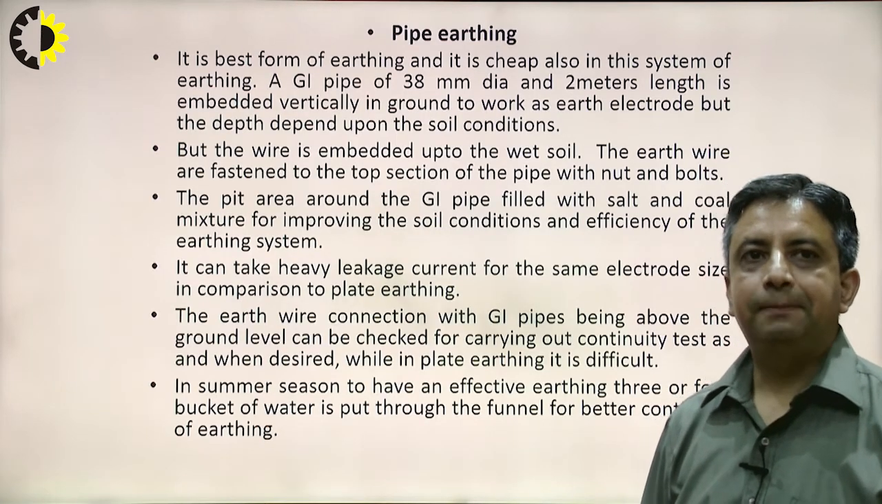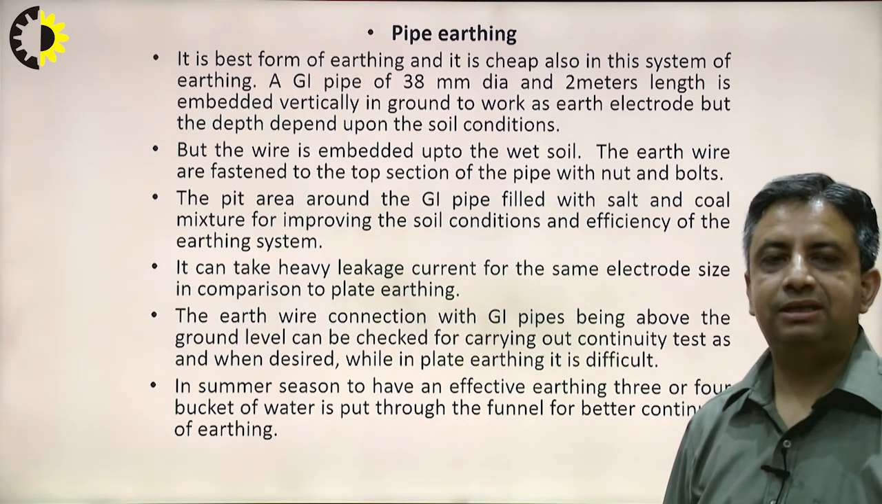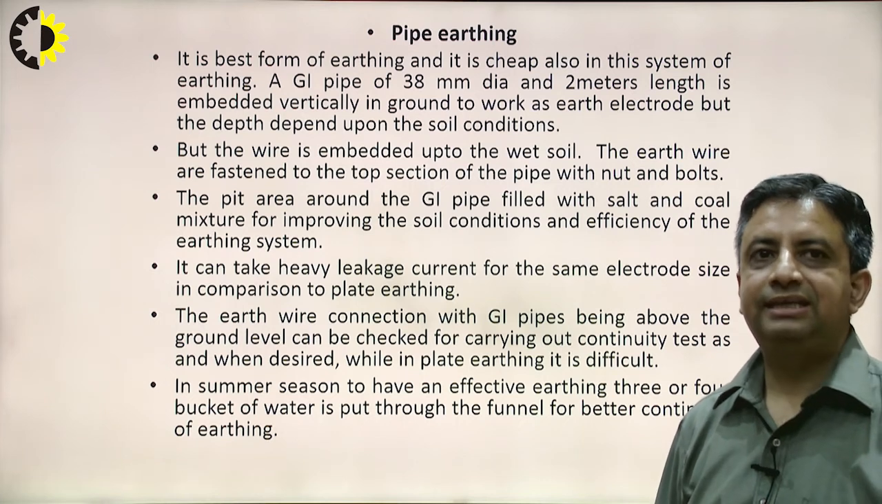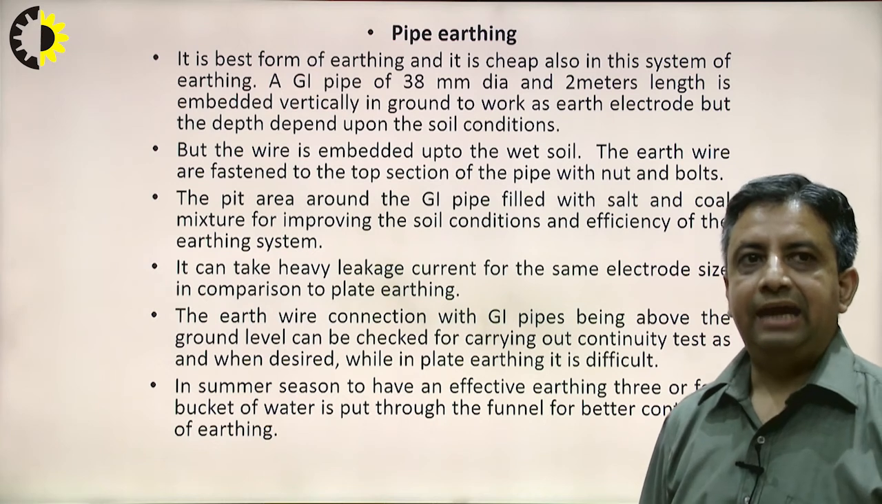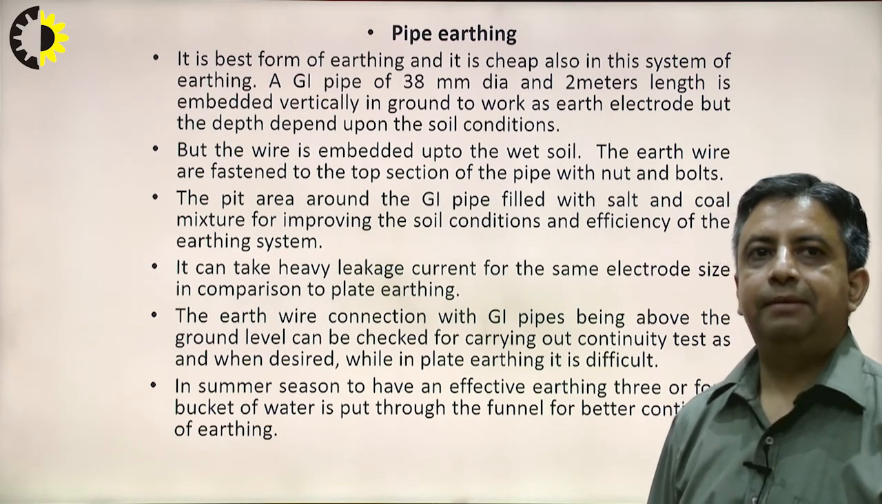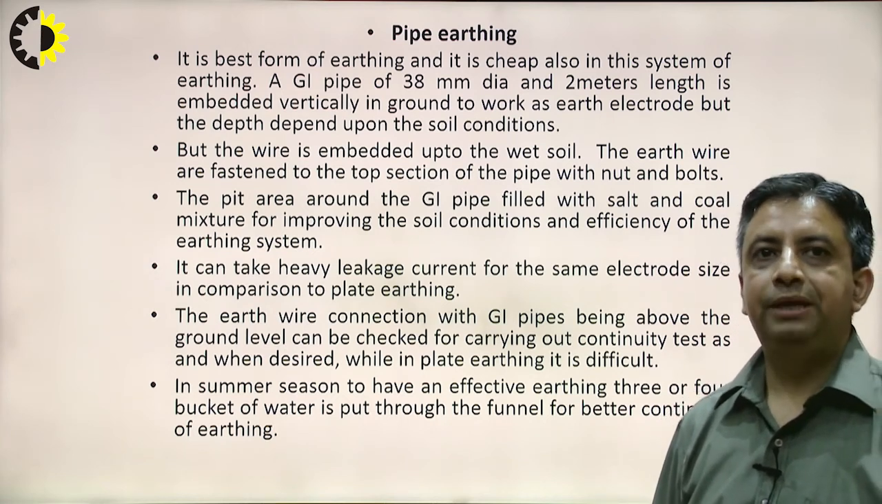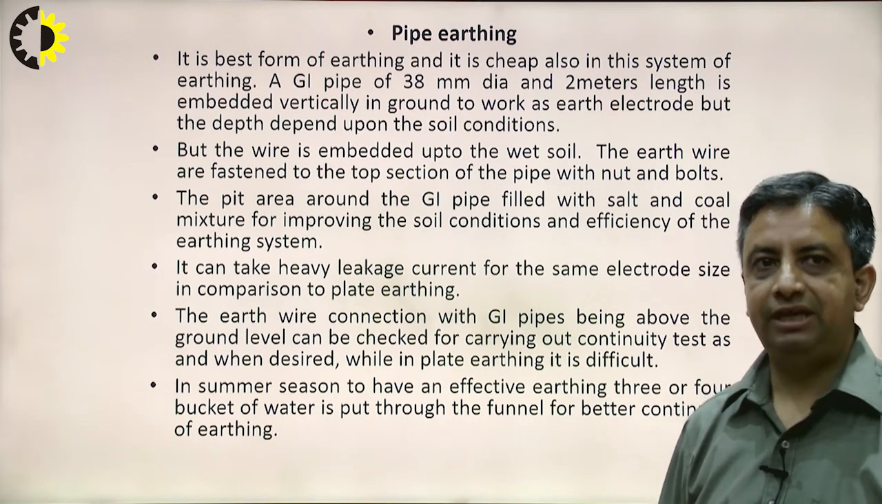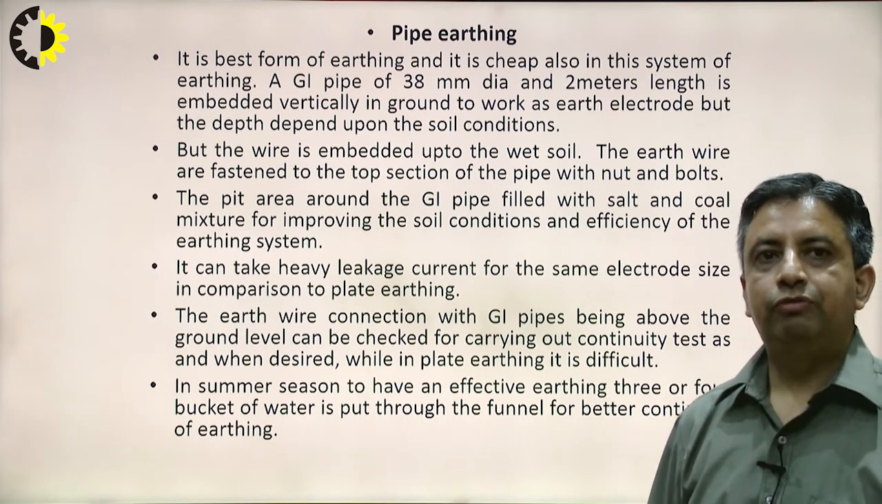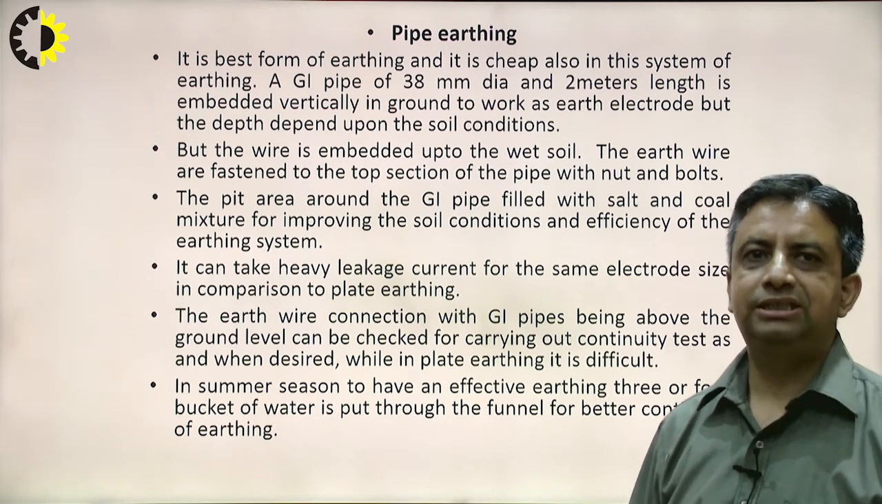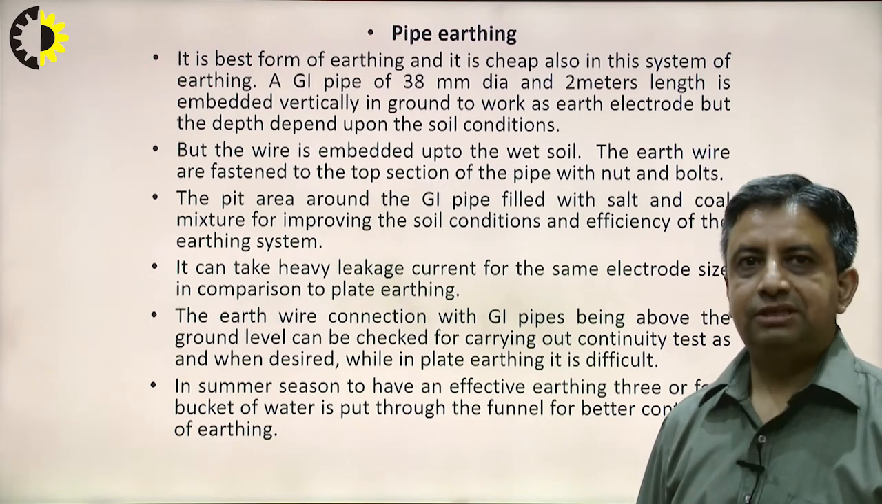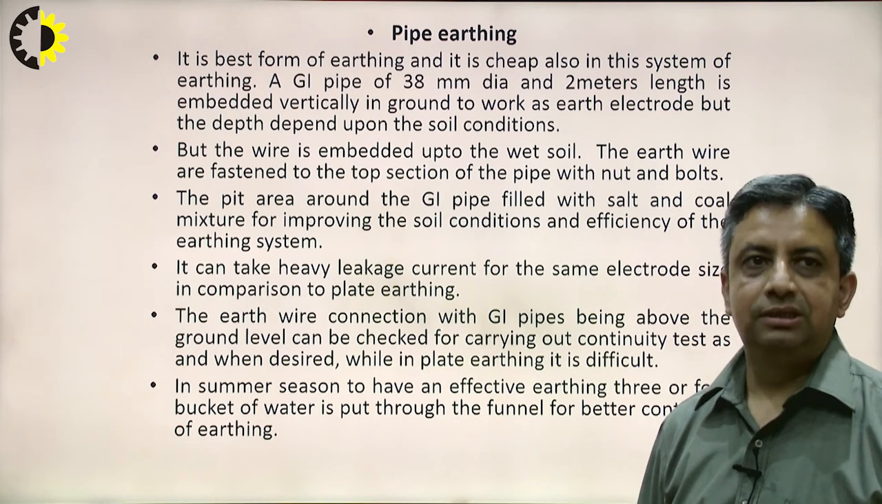So second is the pipe earthing. Now this pipe earthing is very popular. The reason is that it is a cheap method, and a GI pipe of 38 millimeter diameter and 2 meter length is embedded vertically in the ground to work as an electrode, but the depth depends upon the soil condition. So you can change the length of this pipe depending upon the soil conditions.